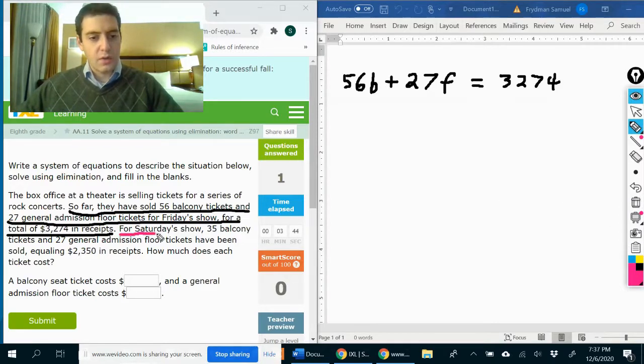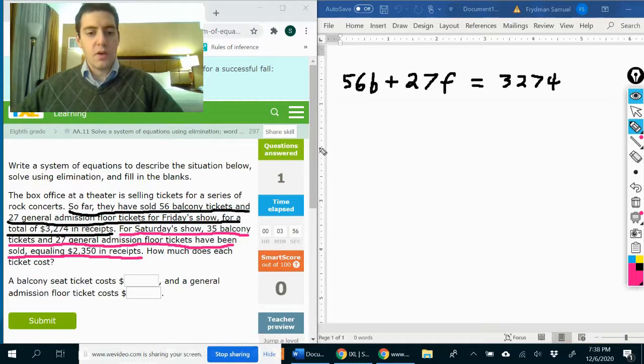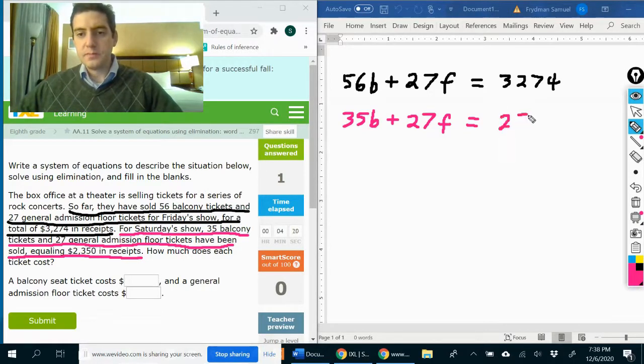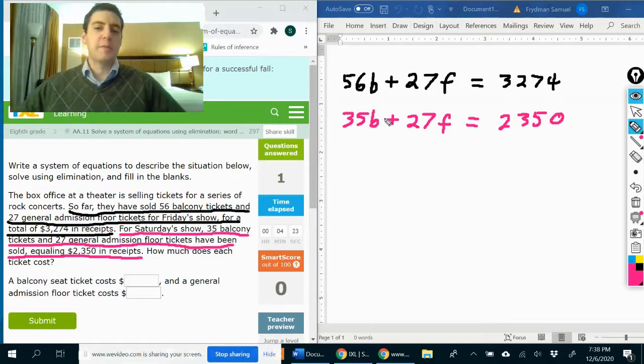For Saturday's show, 35 balcony tickets and 27 general admission floor tickets have been sold, equaling $2,350 in receipts. Okay, so again, B is the cost of one balcony ticket, so 35 tickets would cost 35B, plus 27, again they sold 27 floor tickets. Okay, so these just coincidentally in this problem happen to be the same, and that costs $2,350. Well, it's probably not a coincidence.